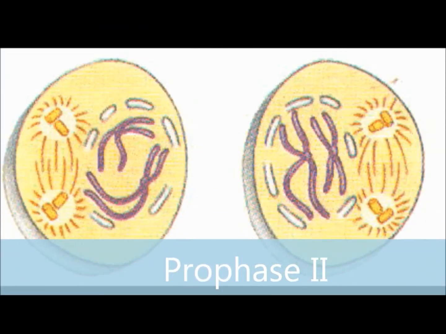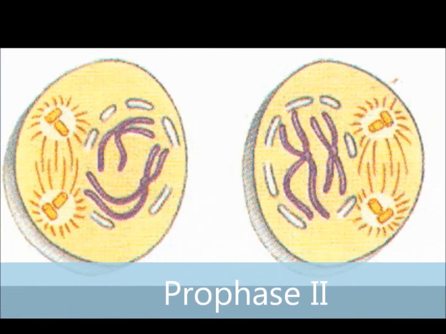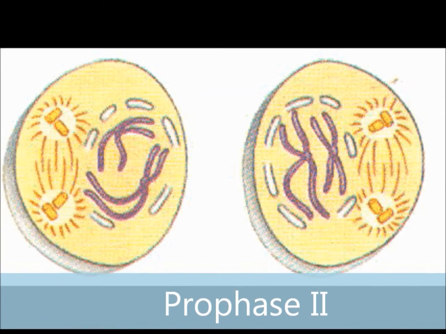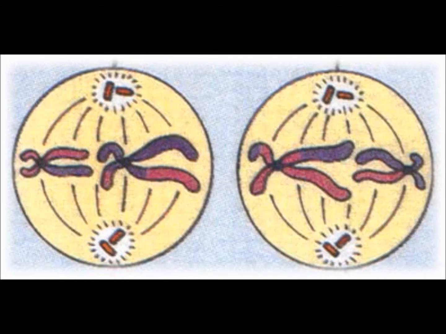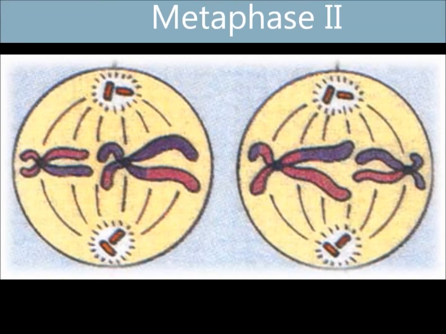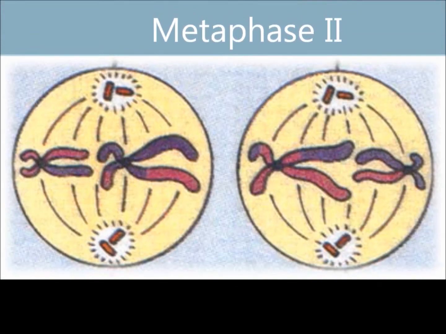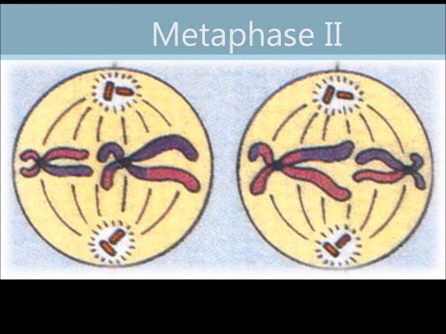The sixth step of meiosis is prophase 2. During prophase 2, a spindle forms and it moves the chromosomes toward the middle of the cell. The seventh step of meiosis is metaphase 2. During metaphase 2, chromosomes are aligned on the metaphase plate.